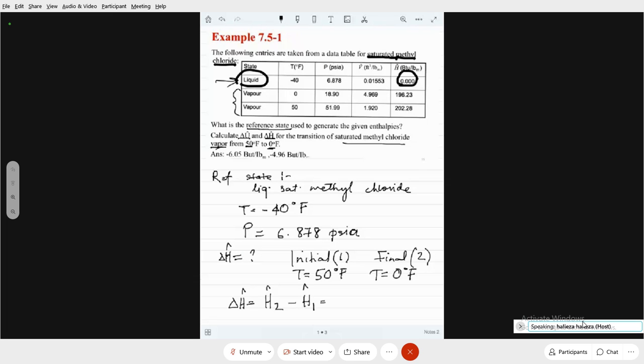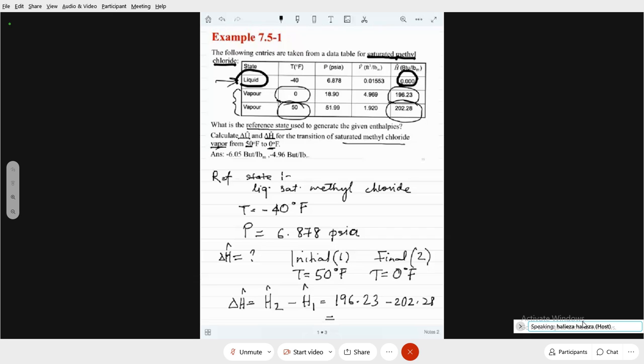What is the value of the final at 0 degrees Fahrenheit? You are looking at vapor, so that is the enthalpy at the final temperature of 0, which is 196.23, minus the initial temperature, which is 50, where the enthalpy is 202.28. If you calculate that, what will you get, guys? Let me see the answer from the textbook. The answer from the textbook is minus 6.05. Take note of the unit.